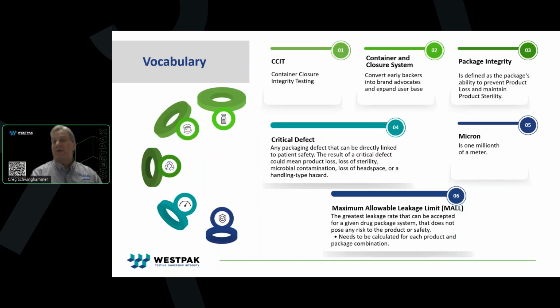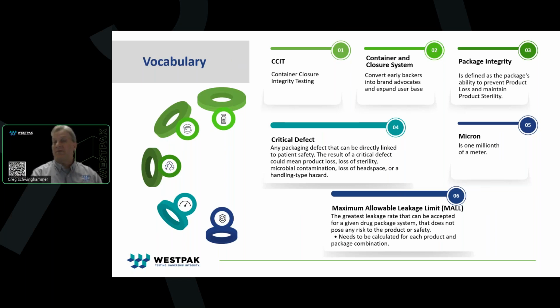So a little bit of vocabulary. Again, we'll go through it one more time. Container Closure Integrity, or CCIT. That's what CCIT stands for. What is a container closure system? It refers to the entire package components that together contain the product and protect it. Package integrity is defined as the package's ability to prevent product loss and maintain product sterility.